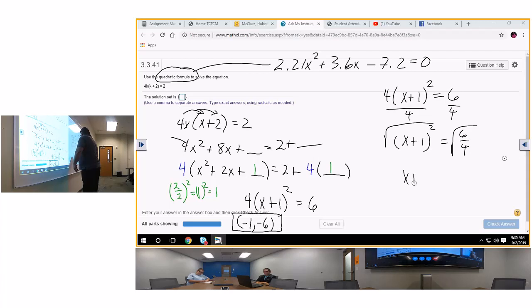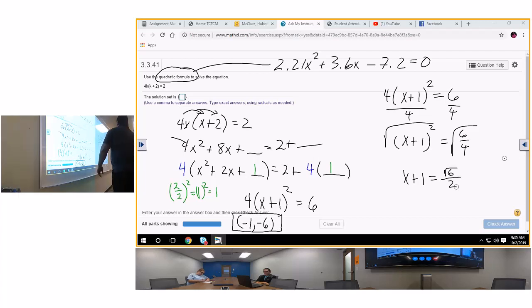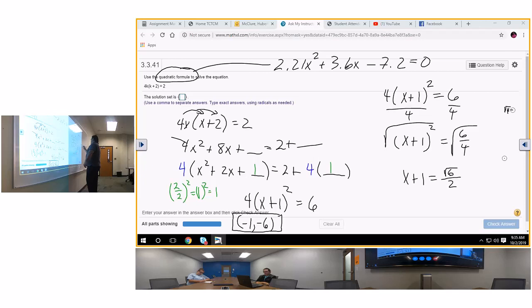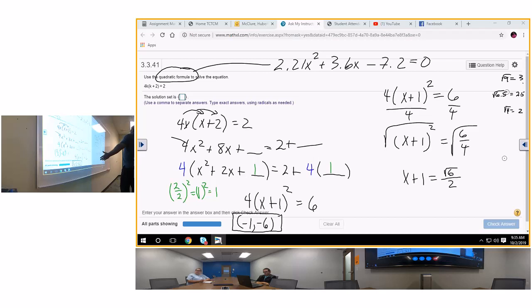x plus 1 is equal to the square root of 6 over 2. Now, let's go over here and interpolate a little bit. Square root of 4 is what? 2. Square root of 9 is what? 3. What's halfway between 2 and 3? 2.5, so halfway between here is 6.5. Now, if you don't know that, then I'm sorry. We need 6. I'm going to say it's 2.4.